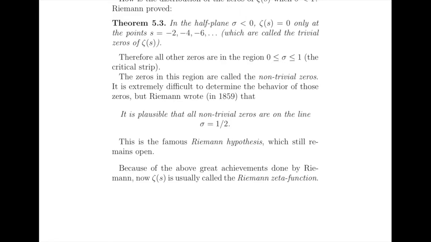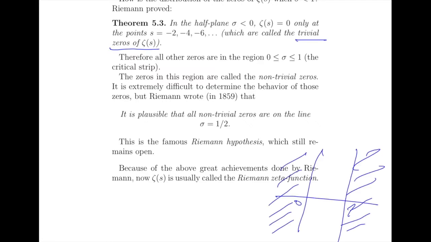So therefore, we now know how the zeros of the zeta function are distributed in this half plane and in this half plane. The remaining part is only here, a strip where the real part is between 0 and 1. The zeros of the zeta function in this region are called the non-trivial zeros. But it is known that it is extremely difficult to determine the behavior of those zeros in this region.